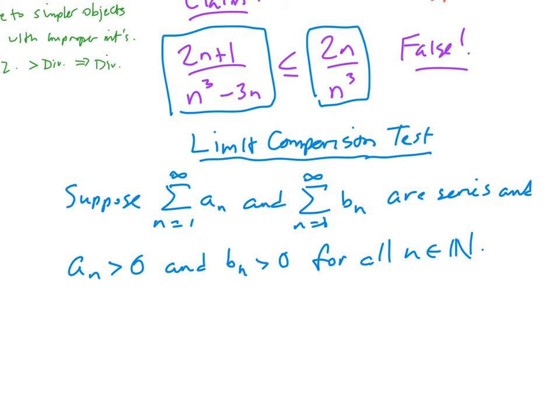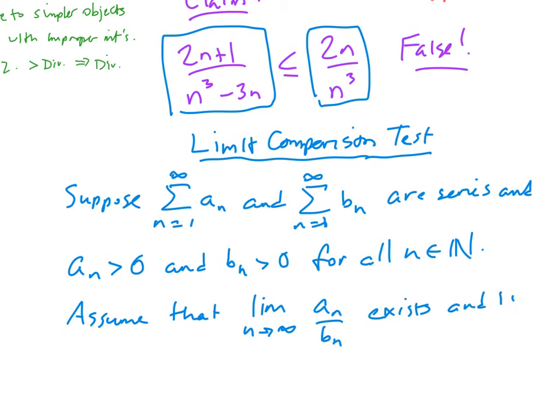And then assume, and this is really the important assumption here, assume that the limit as n goes to infinity of a_n over b_n, assume that this exists, first of all, and is a non-zero positive real number.